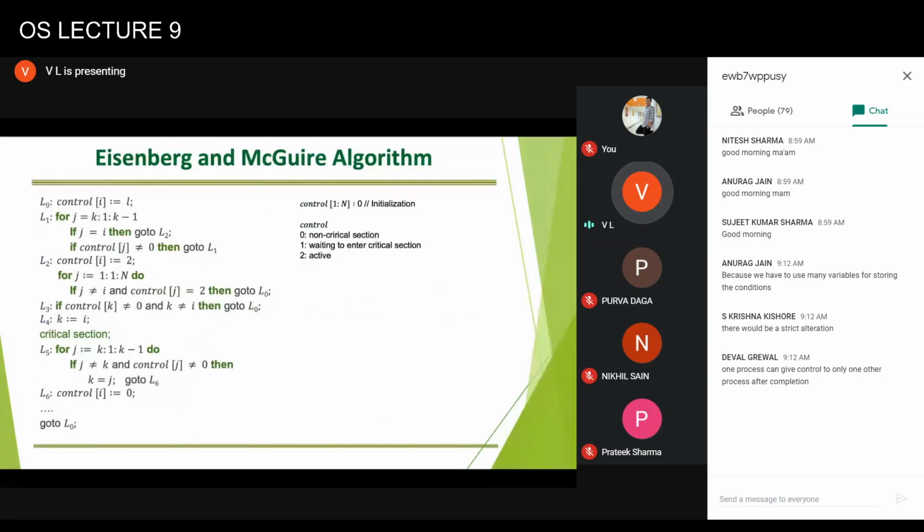Now this algorithm is the Eisenberg and McGuire algorithm. Today on the WhatsApp group, I've sent you the paper corresponding to this algorithm, which was written by these authors. I would like you to go through this algorithm and try to explain how it is working. Okay.